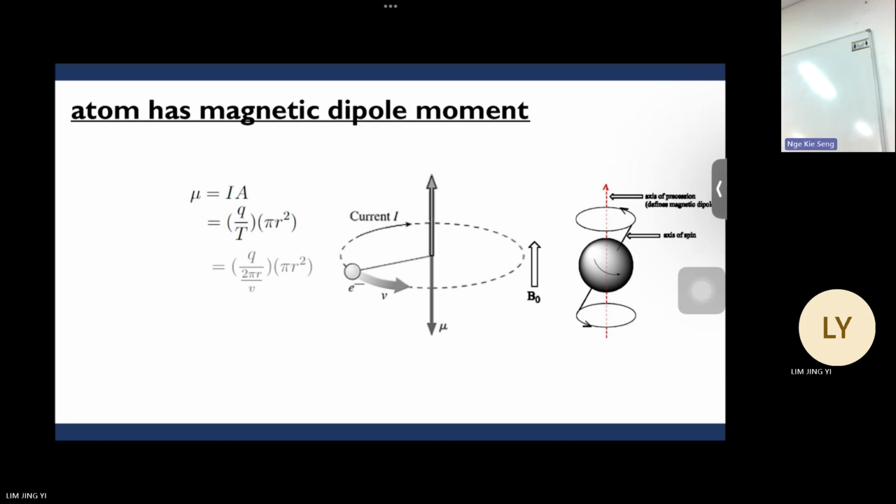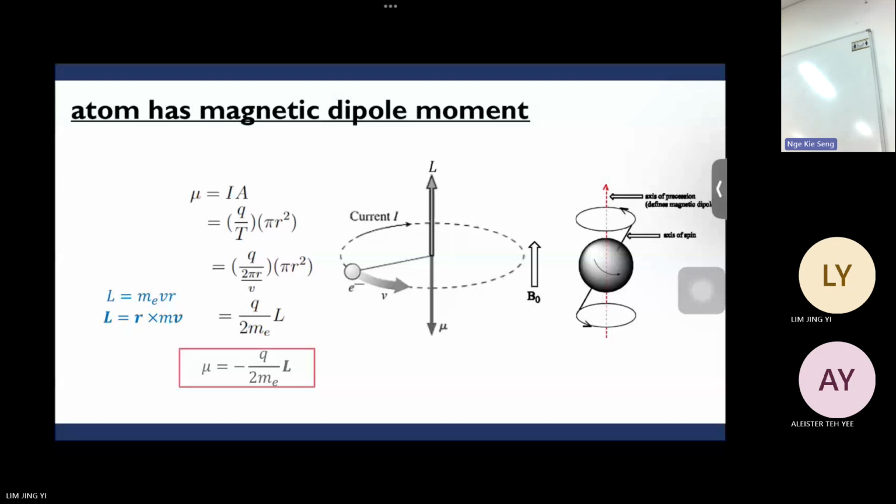Here we are trying to find the relationship between the magnetic dipole moment and the angular momentum. So we substitute the formula for the current, which is the charge per unit time, and the area is the area of the circle. And we bring in the velocity formula into it. This is actually the classical formula for the orbital angular momentum. So you just manipulate the equations, then you obtain the final form of the magnetic dipole moment that is expressed in terms of orbital angular momentum.